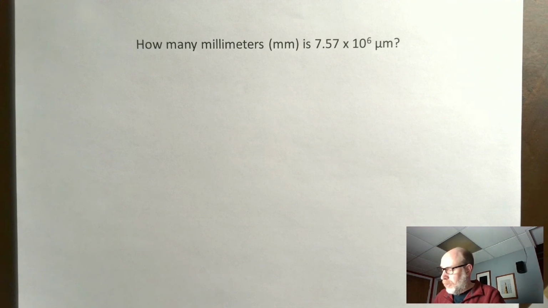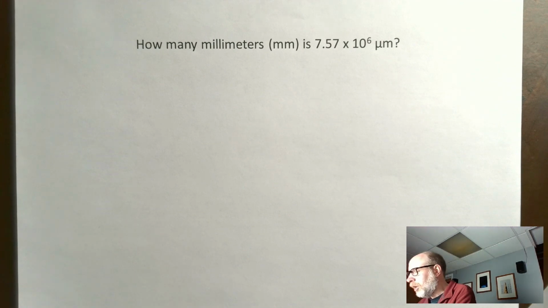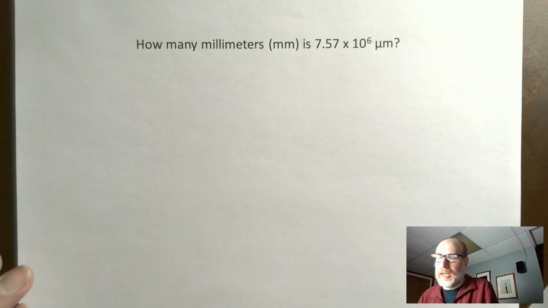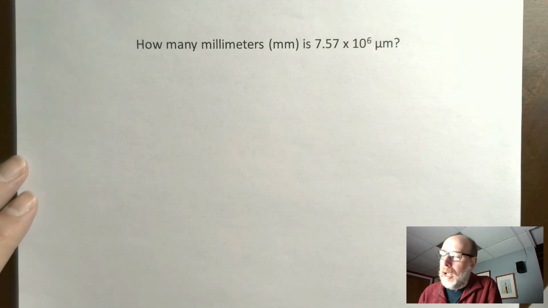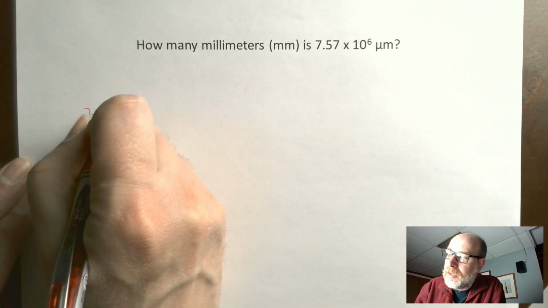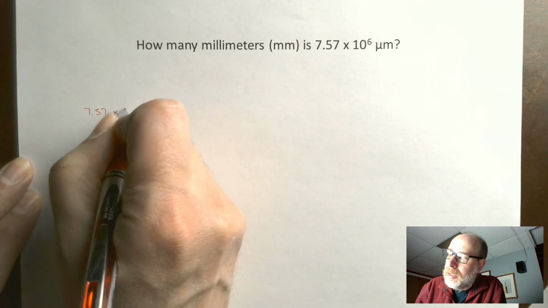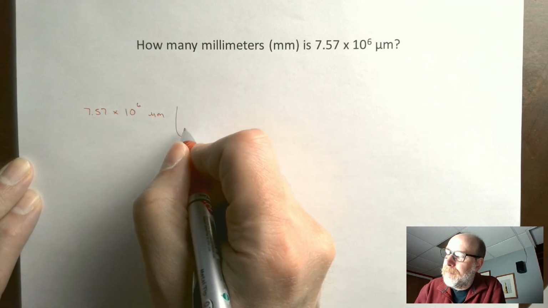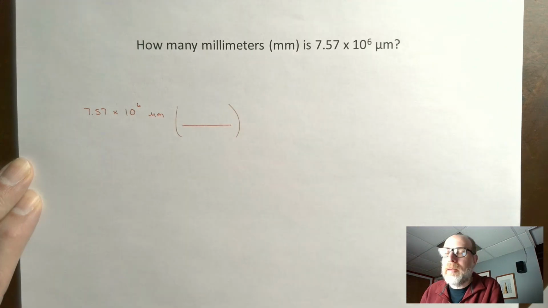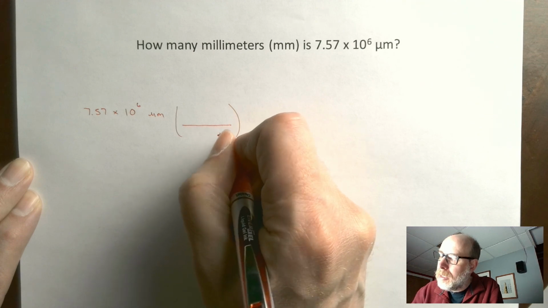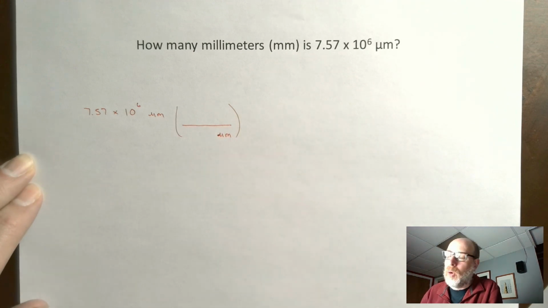All right, so the next problem is going to talk about how to convert between millimeters and micrometers. So I'm starting with whatever number is given, 7.57 times 10 to the 6th micrometers. And I know that in my first conversion factor, the bottom has to be micrometer. Why? Because I want that unit to cross out.